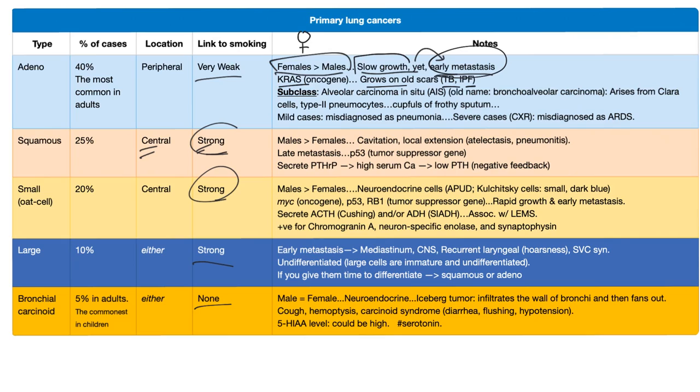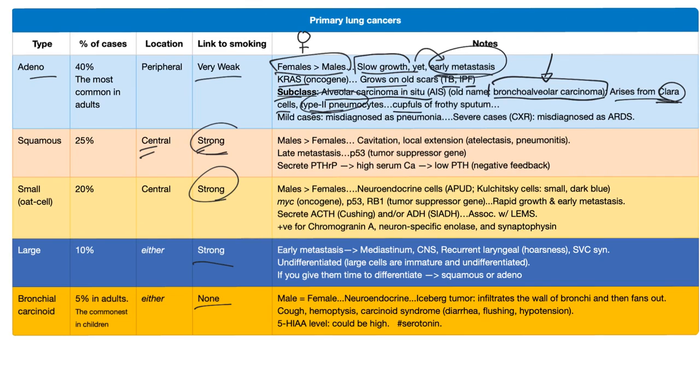There is a subclass called alveolar carcinoma in situ or bronchoalveolar carcinoma. Back in the good old days, which were not so good, this was a separate disease, but now it's a subclass of adenocarcinoma. What is the big deal? It arises from Clara cells or type 2 pneumocytes. In other words, it arises from the stem cells. The stem cells of the alveoli are the type 2 pneumocytes. The stem cells of the bronchi are the Clara cells. I'm sorry, Clara cells are in the bronchioles, not the bronchi.